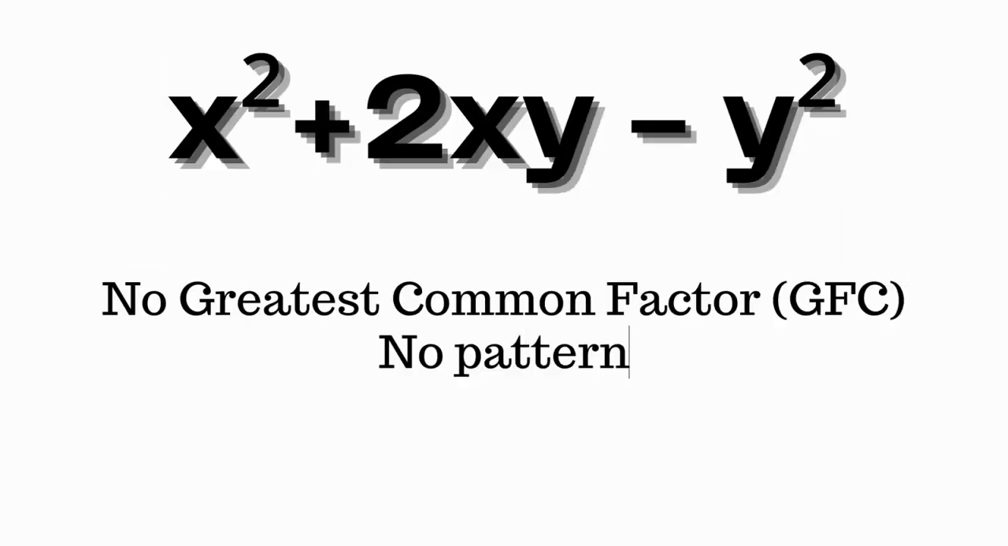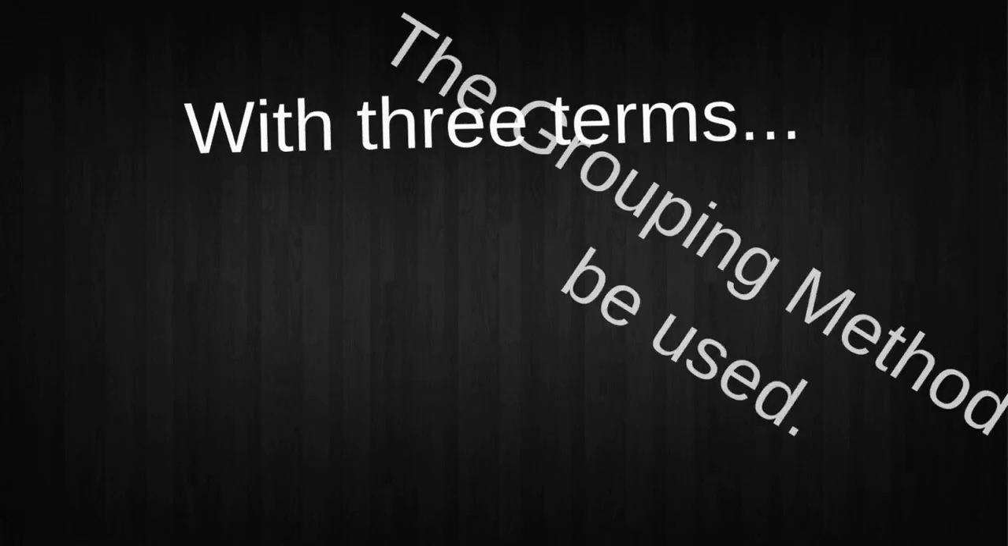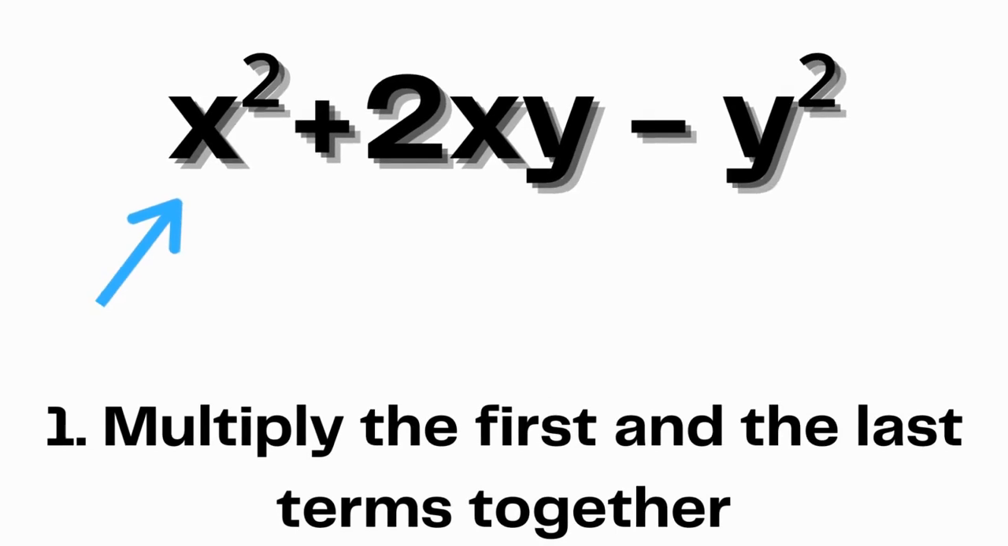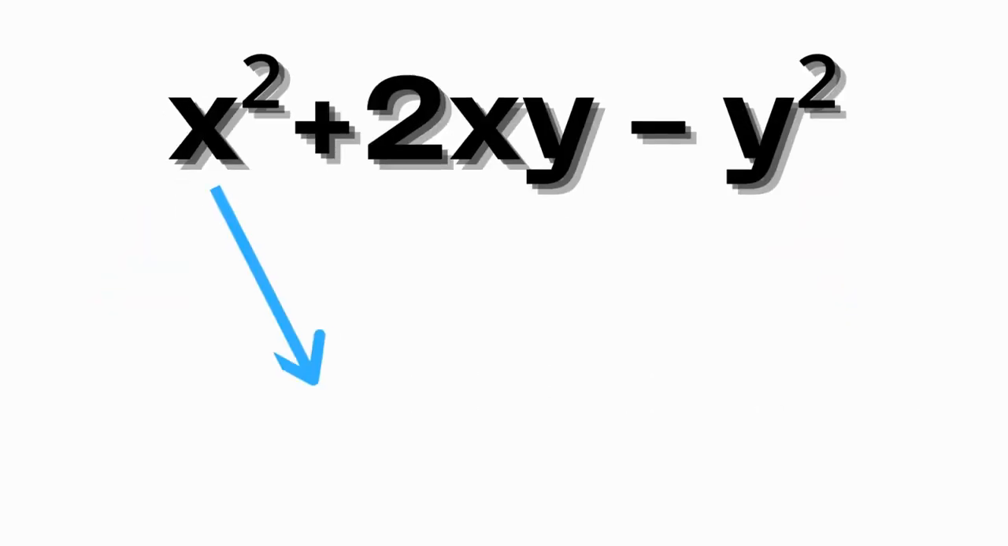For the second problem, there is also no greatest common factor, nor is there a pattern. So with three terms, I will be factoring by grouping. The first step is to multiply the first and the last terms together. In this case, it would be 1.